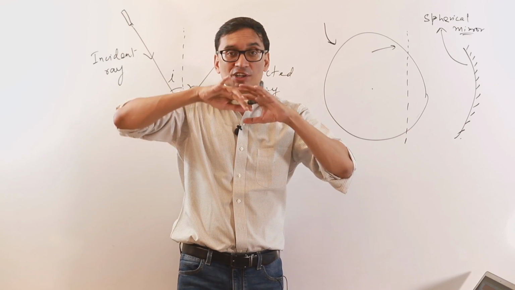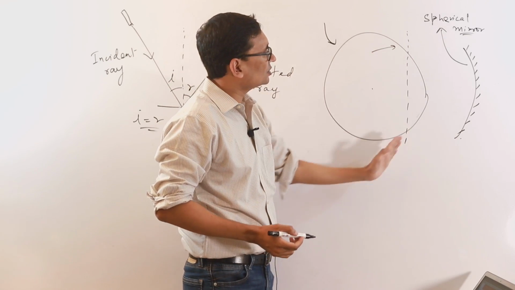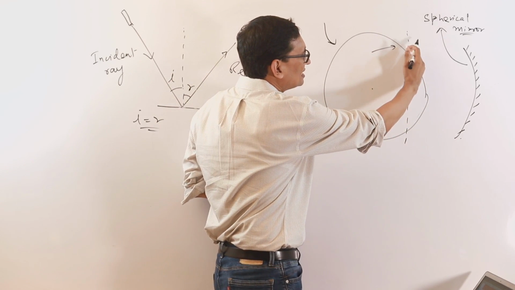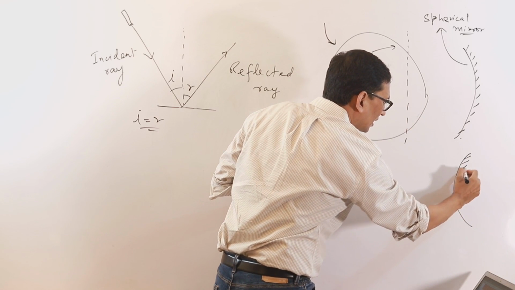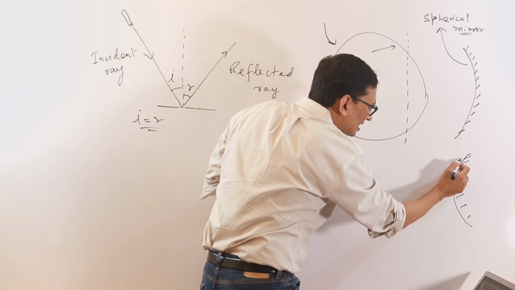A silvery shiny egg. And again, I cut like this. Now what happens? Now this is the side which is reflecting. So now I have a mirror like this, okay, where this is the reflecting side. How did I get this?